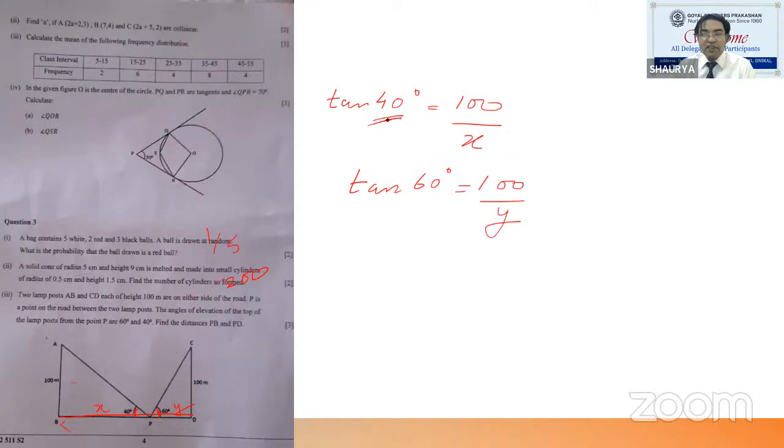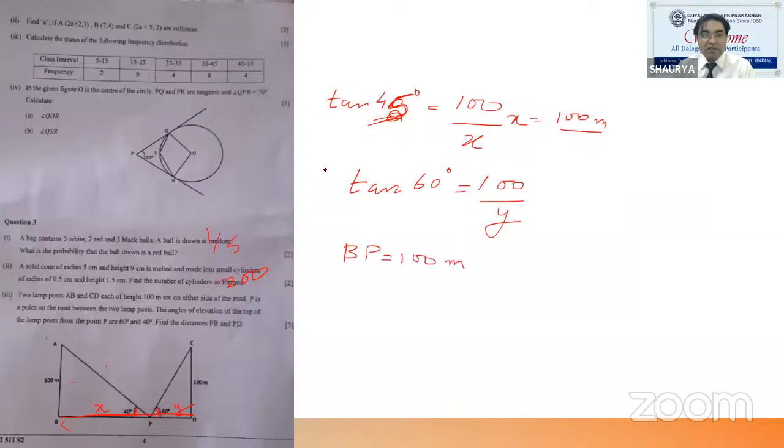Since 40 is not a standard value, I most probably hope that value would have been 45 degrees. So let's take it as 45, or it could have been 30 as well. Most probably it would have been 45. So X comes out as 100 upon tan 45, which is simply 1. So 100 meters would be this distance. So this BP comes out as 100 meters.